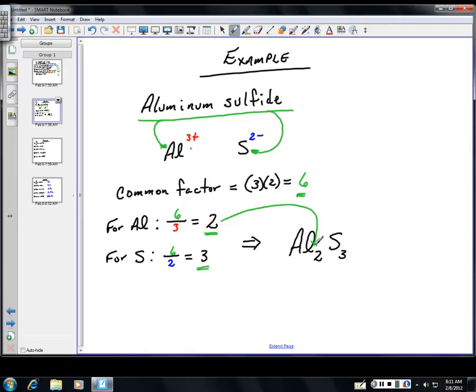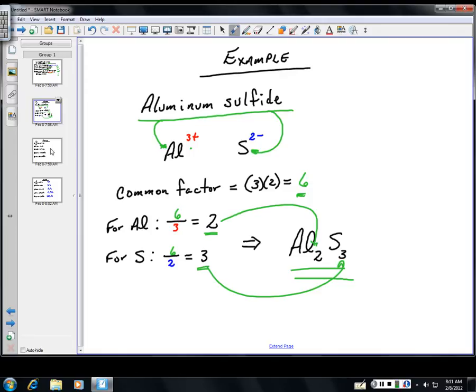And so that's what I did. I put the 2 there. I put the 3 there. I write aluminum, Al2, sulfide, S3. So the correct formula for aluminum sulfide is Al2S3. All right? Think you've got that?